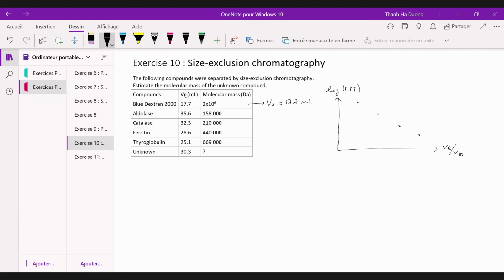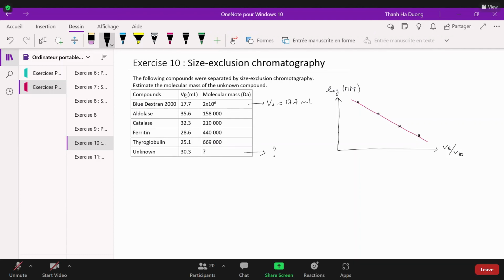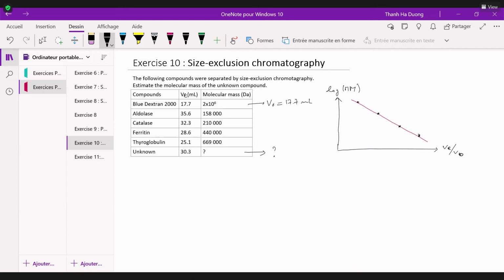The smaller protein will be eluted later, and the bigger will be eluted first. So for high molecular mass, you will have a smaller elution volume. You will have this kind of curve, called the standard curve, and you can then determine the molecular mass of these unknown proteins. Okay? You are expected to do that for next week. You can use Excel or whatever you want.